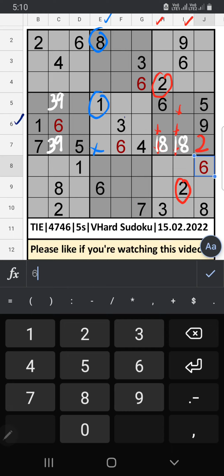Sixth row, we have 3. So 3 can't come in these cells. Then 3 is confirmed here. Since 3 is here, 3 can't come in this cell. 3 is confirmed here. Then 9 is here.